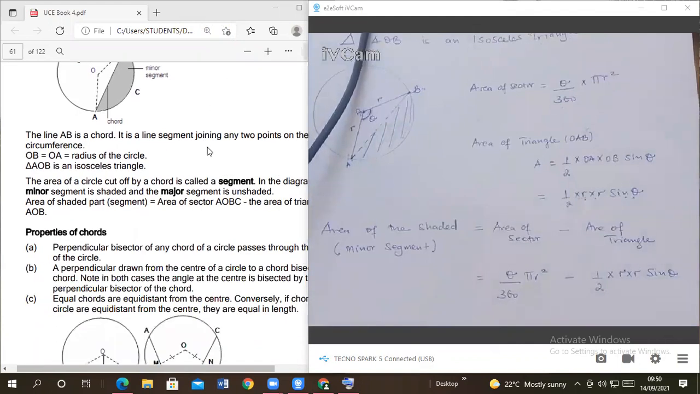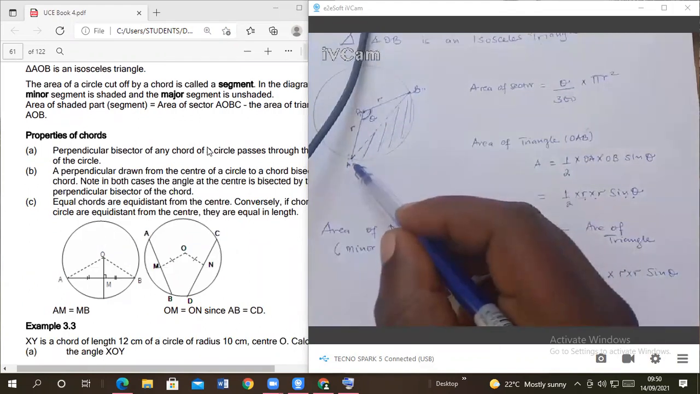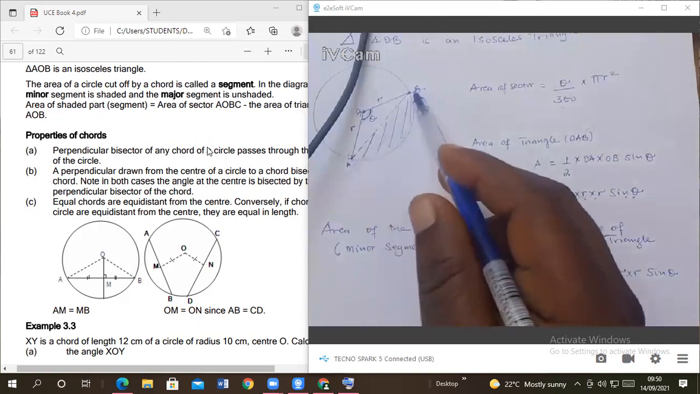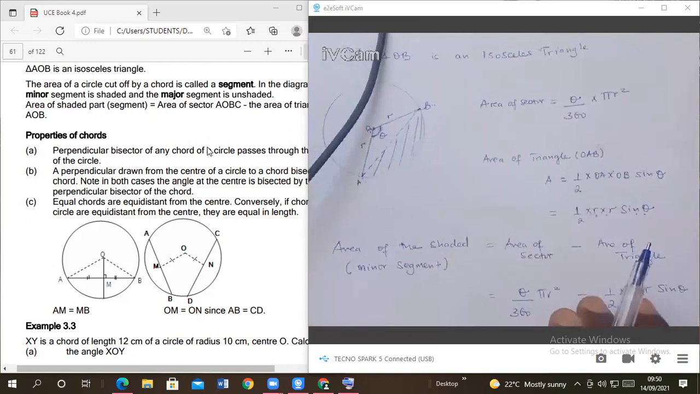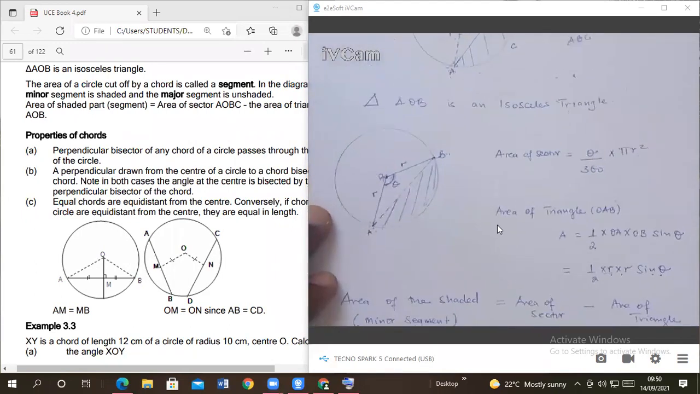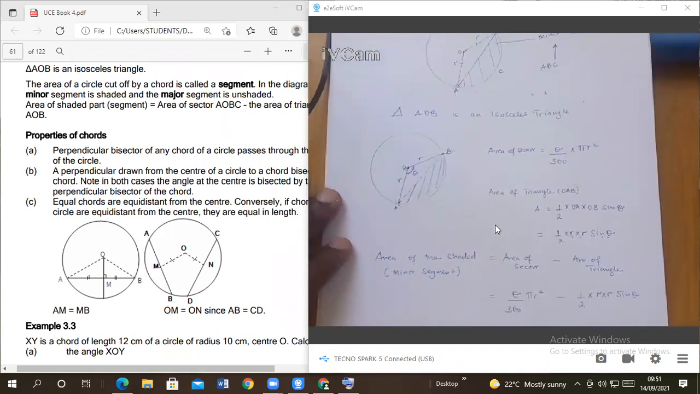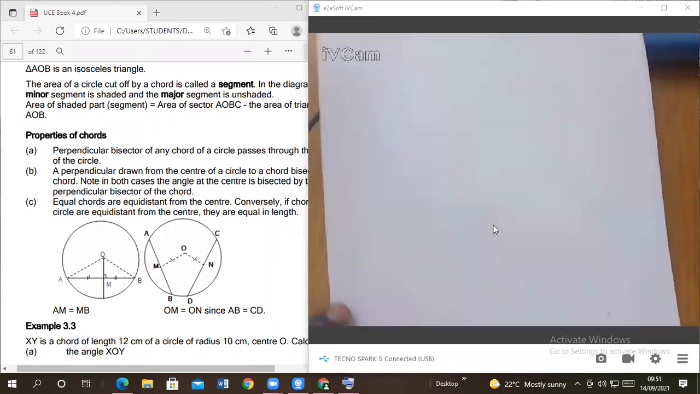So what are the properties of the chord? We've just seen that the chord is the line AB. Line AB is what we call the chord. So what are these properties of the chord? Some of you are having phones, and sometimes you wish that you would take just a snapshot of that. So I recommend you do that very fast before I change. Okay, hope you're done. All right, so let us look at the properties of a chord.